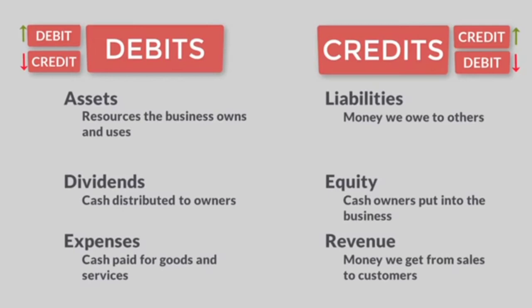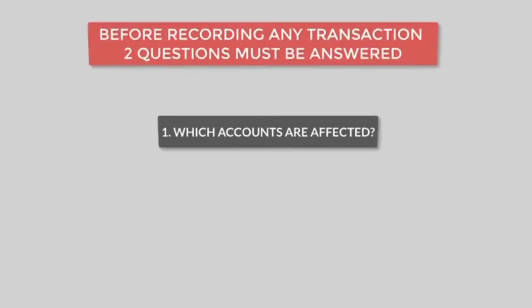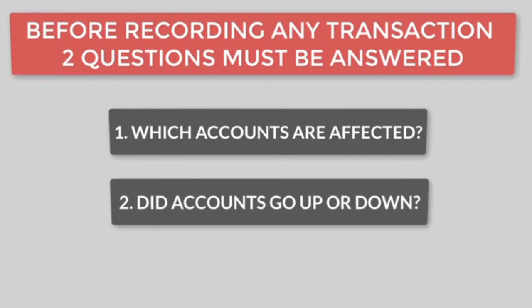And that's rule number 3. It's really important that you memorize this, because to record any transaction, you have to answer 2 questions. Which accounts are affected? Did accounts go up or down? We will cover this in more detail in the next video, but just so you know, in order to answer question number 2, you need to understand if an account is a debit or a credit account.